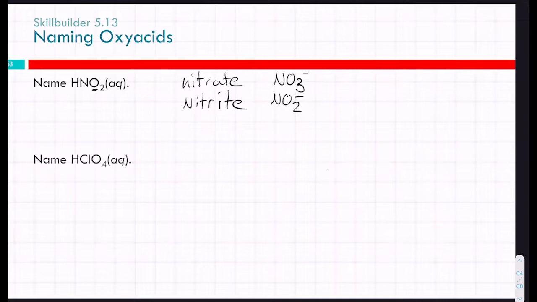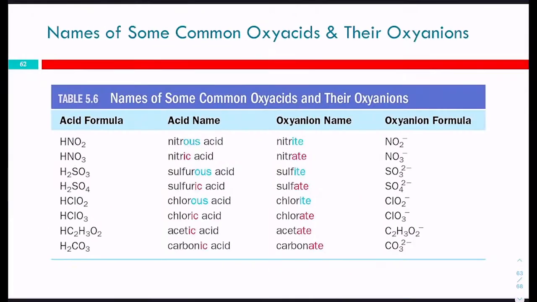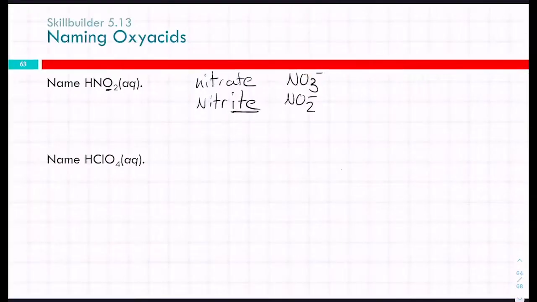So then when we name this, we go back and see ITE, we convert ITE to OUS. So this would be nitrous acid.